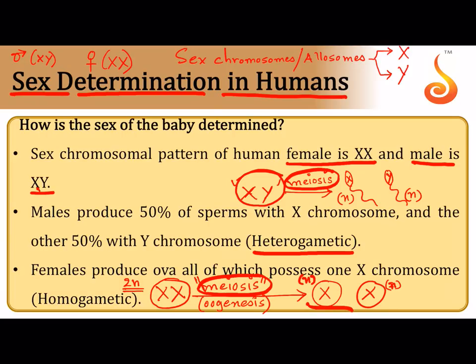So because females produce all eggs which are of the same type, because all the eggs have only one X chromosome, the females are said to be homogametic. Because males produce two different types of sperm, 50% of them with X chromosome, 50% of them with Y chromosome, we call males hetero. Hetero means different, gametic means gametes, different types of sperm. Homo means similar, gametic means gamete, same type of gamete, similar type of eggs. So different types of sperm and similar types of eggs. Is this clear to all of you?